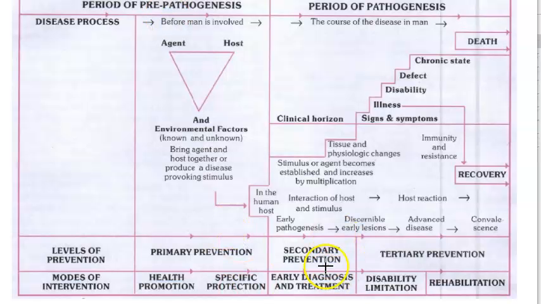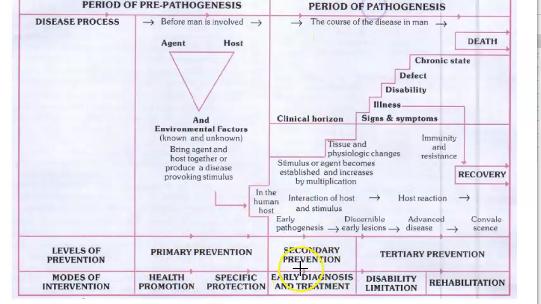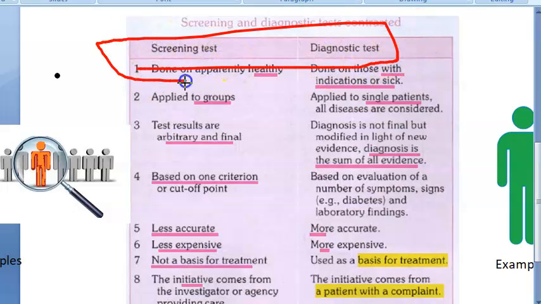Guys, when it comes to screening, which level of prevention is it? Because the disease would have already occurred, so definitely it is not primary prevention, okay? It will come in secondary prevention. So you want to do early diagnosis and treatment. That's why you will do a screening test and then you will go for a diagnostic test. So it is a secondary prevention, remember. Disease may have occurred and you want to catch it early, with early diagnosis and treatment.